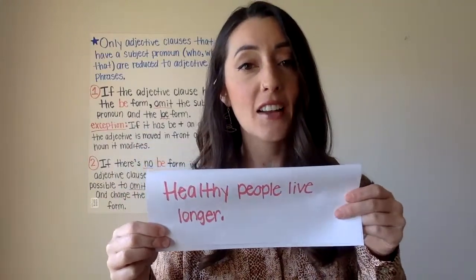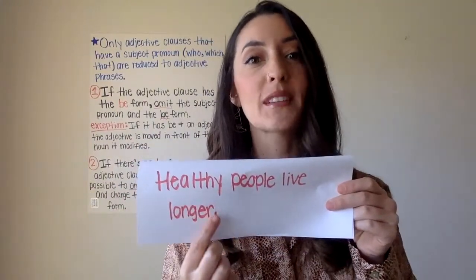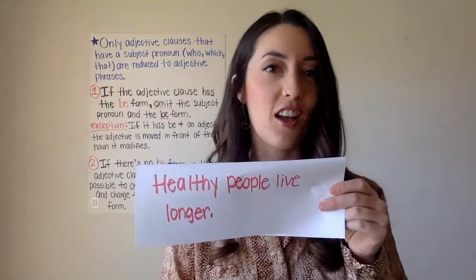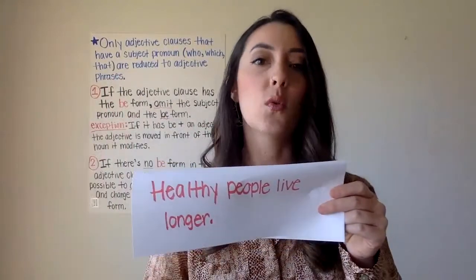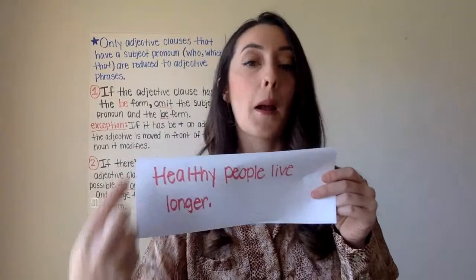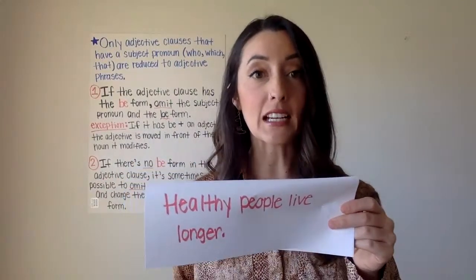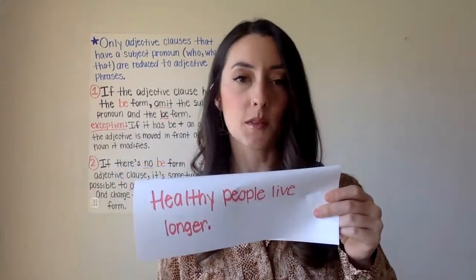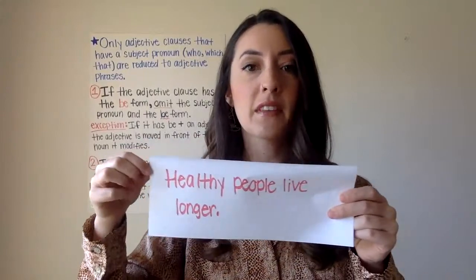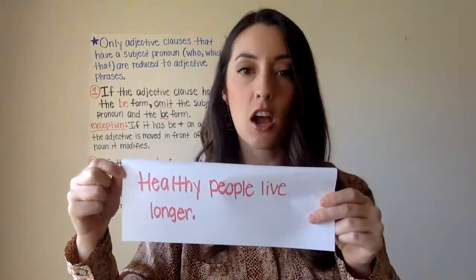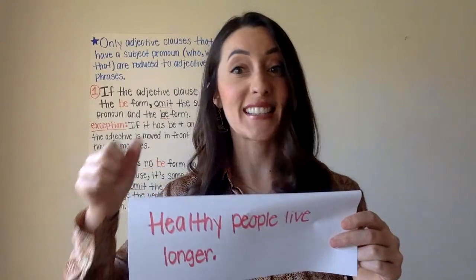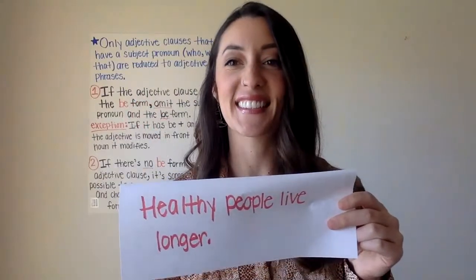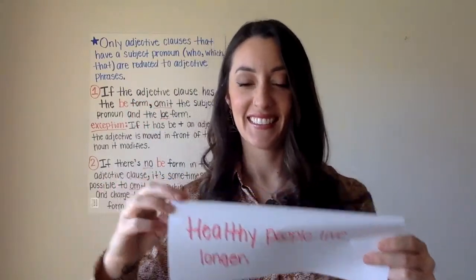And then our adjective is healthy. So instead of saying "people healthy live longer," that's not right. We need to move our adjective before the noun. In English, the adjective comes before the noun that it's modifying, okay? "Healthy people live longer" should be your correct answer, which I see many, many correct answers in the chat. Very good. Good job.